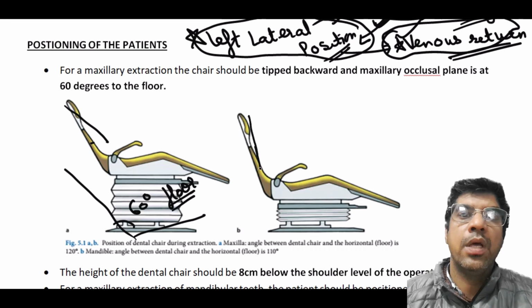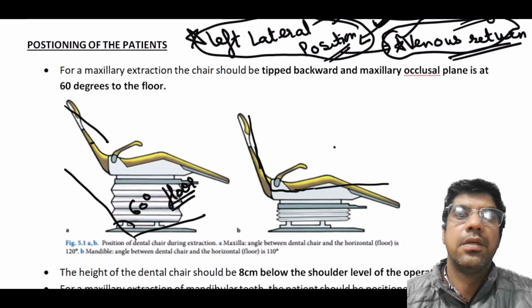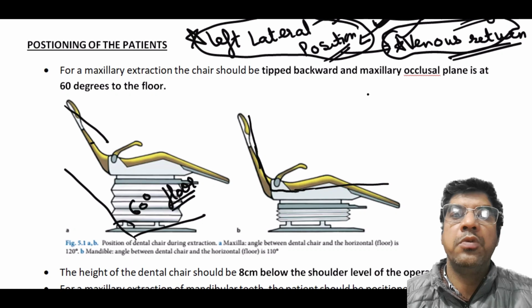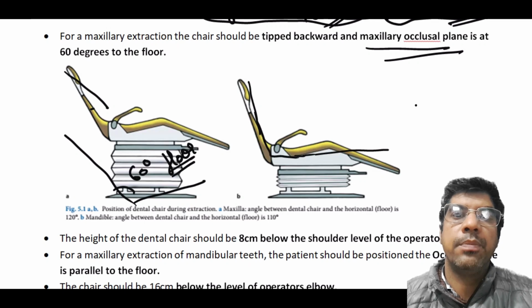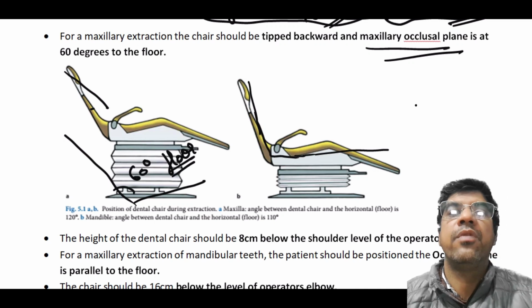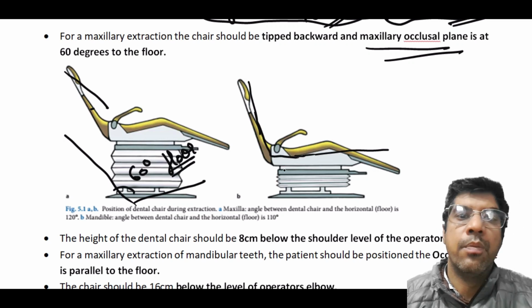And for the mandibular, you have to keep the chair straight and adjust the mandibular occlusal plane so that it is parallel to the floor. So here the mandibular occlusal plane should be parallel to the floor, and in maxillary teeth extraction, the maxillary occlusal plane should be 45 to 60 degrees when the mouth is fully opened.